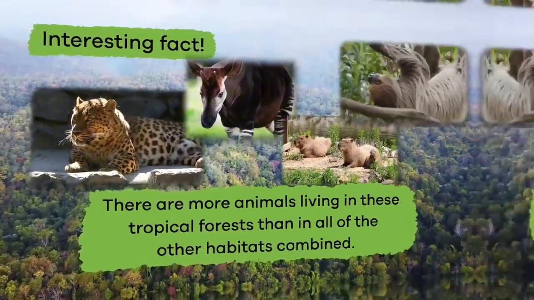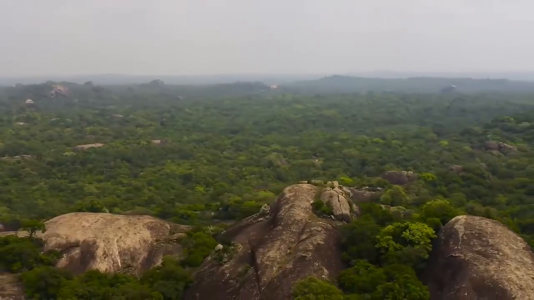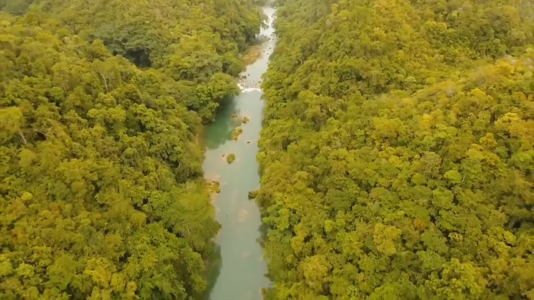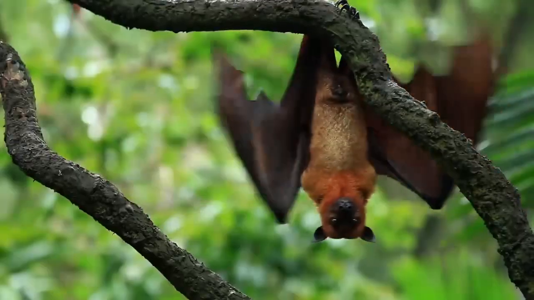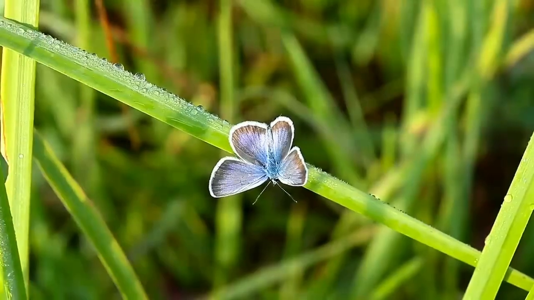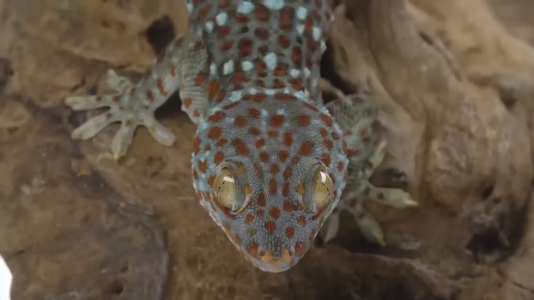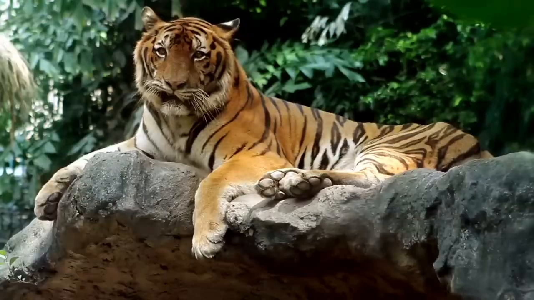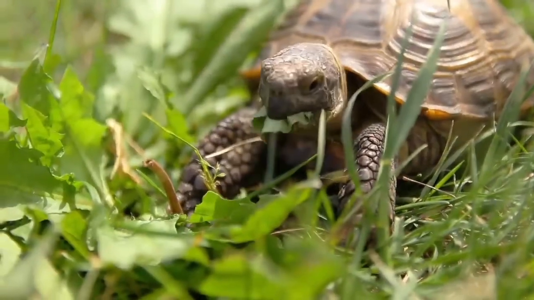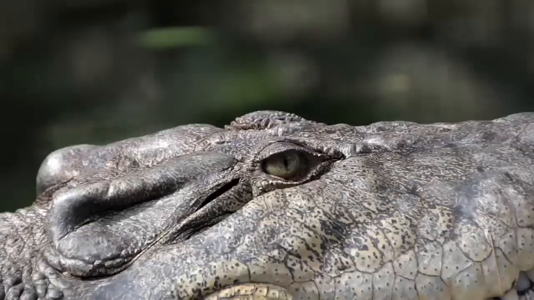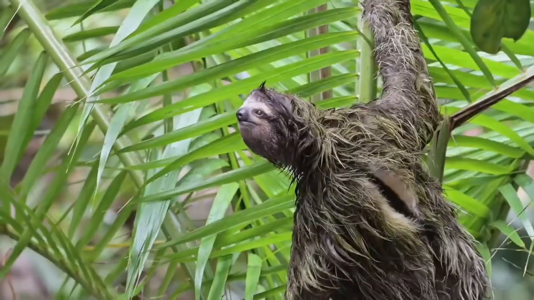Wild, right? If you are in a tropical forest, you are more than likely to find animals like baboons, bats, butterflies, geckos, frogs, monkeys, tigers, toucans, tortoises, ladybugs, elephants, and crocodiles, and so many more.